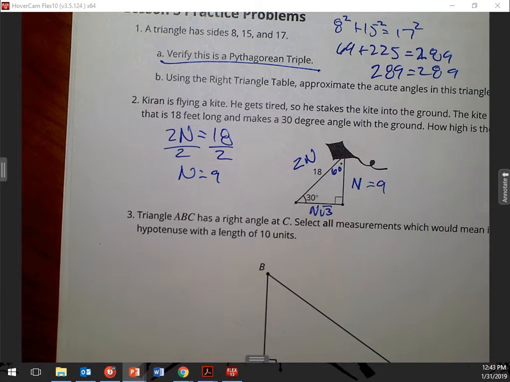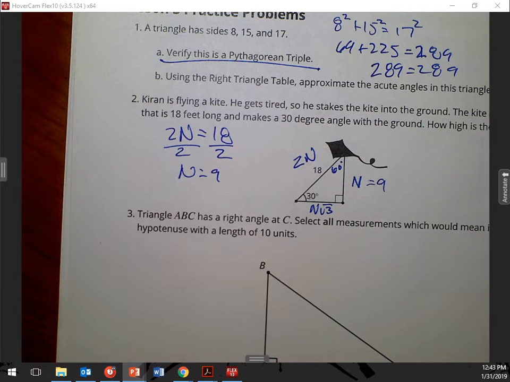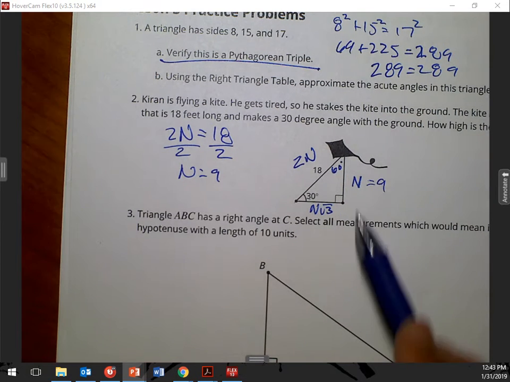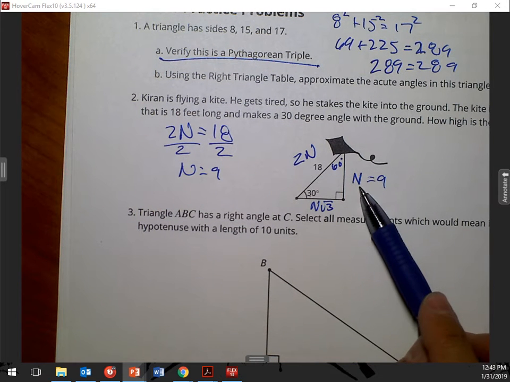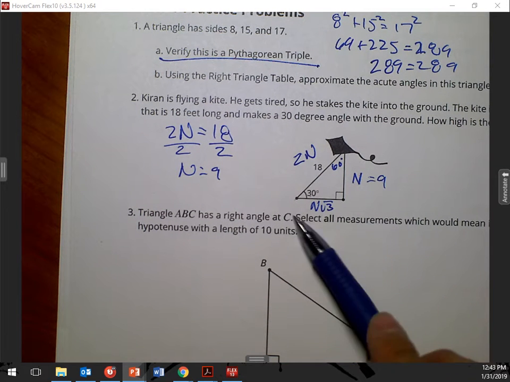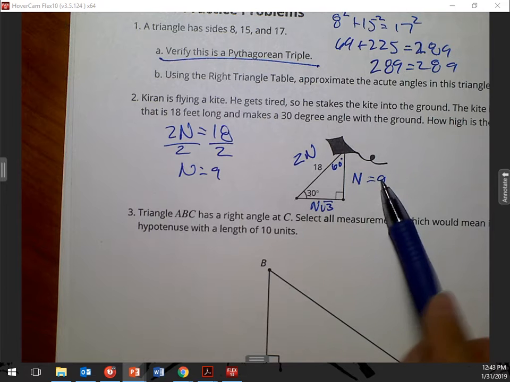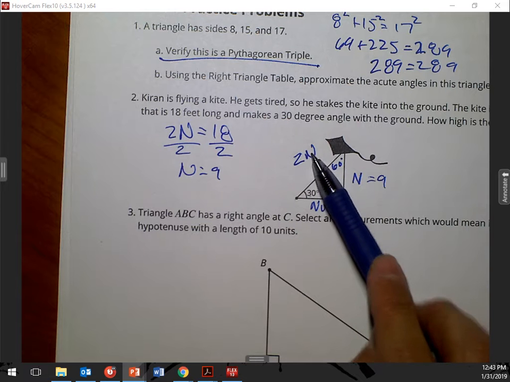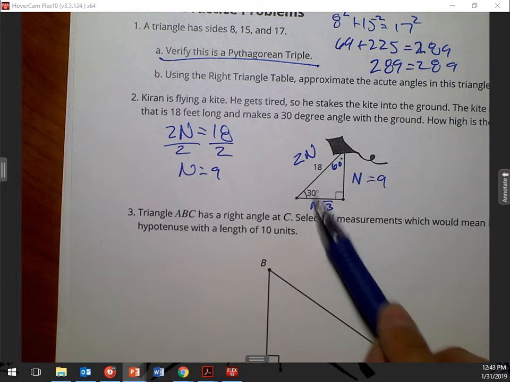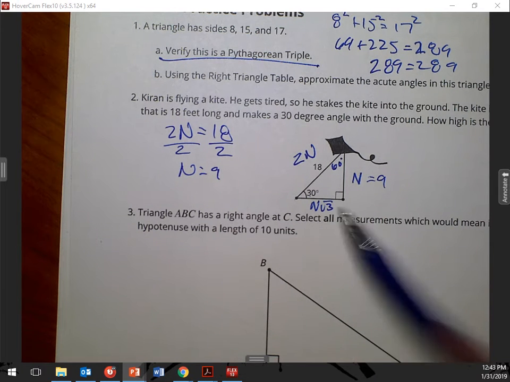So you'll square the 3 with the 2 to get 9. No, just 9 times 2. For this one, this side over here, it would be 9 times square root of 3. Because n, you just replace n with 9. So 2 times 9 is 18. That's correct. So this side's going to be 9 times square root of 3.